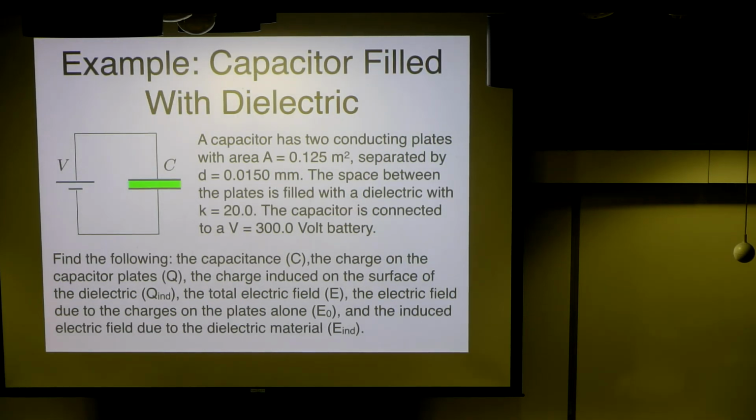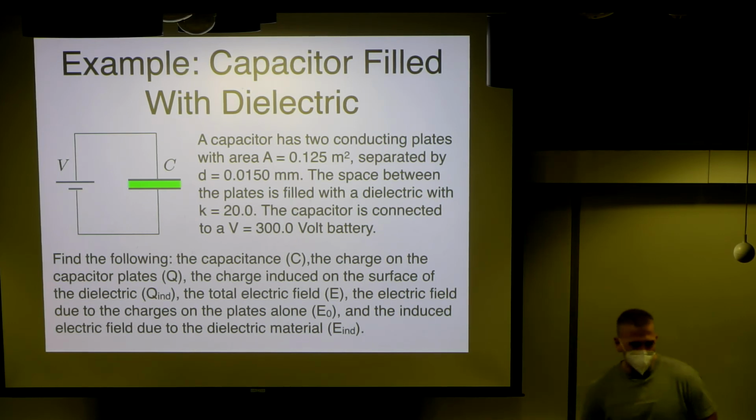All right, we're going to do an example here, and then hopefully we can get to an example where you work it out and solve the circuit. Let's do this one first. We have a capacitor that has two conducting plates. Each one has an area of 0.125 square meters, separated by a tiny distance, D equals 0.0150 millimeters. The space between the plates is filled with a dielectric where the K value is 20, and we connect it to a battery where the voltage is 300 volts.